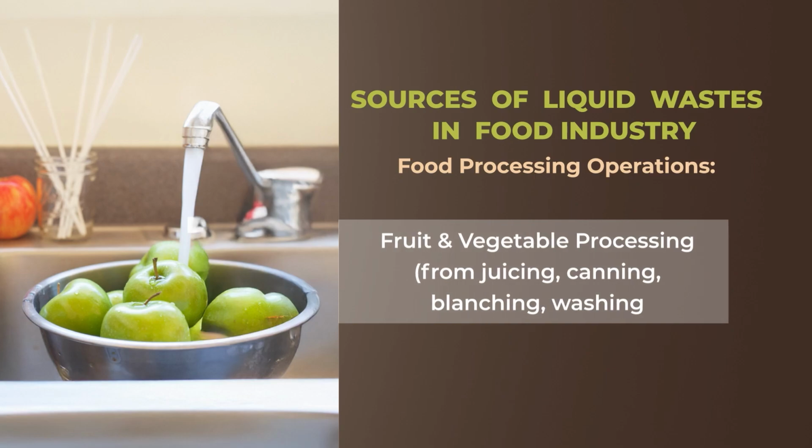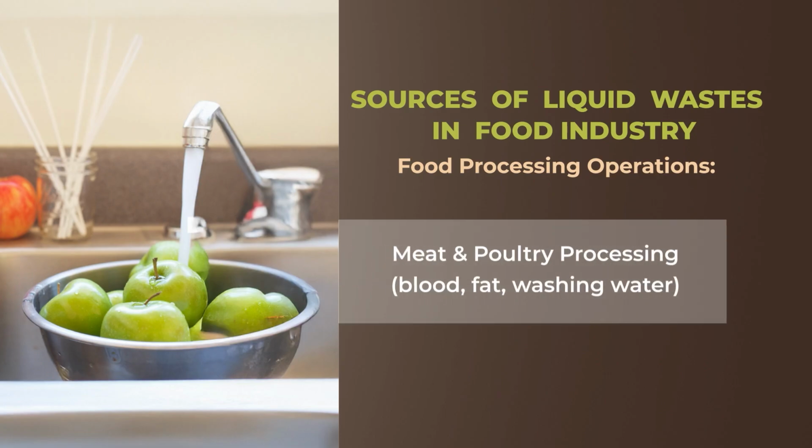For example, in fruit and vegetable processing, the water used for washing the fruits and vegetables can form wastewater. In the fruit juice, canning, blanching and washing sections, some water is used which can also form wastewater. In the meat and poultry processing area, water used for washing the carcass, the meats and the organs can form wastewater, and the blood, if it is not collected properly, can also get mixed with the wastewater.